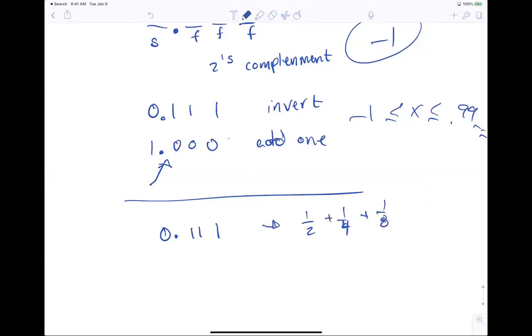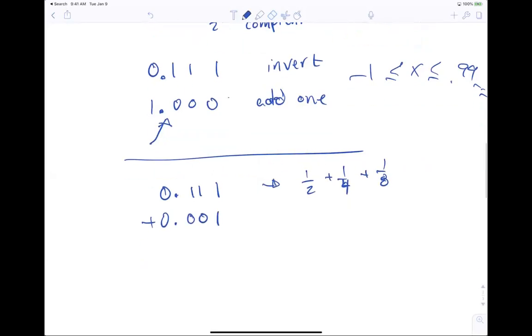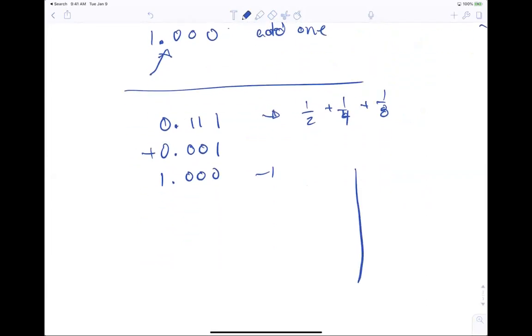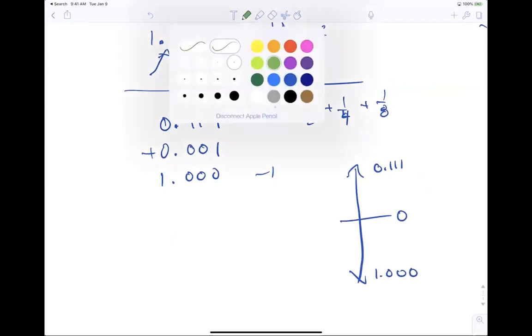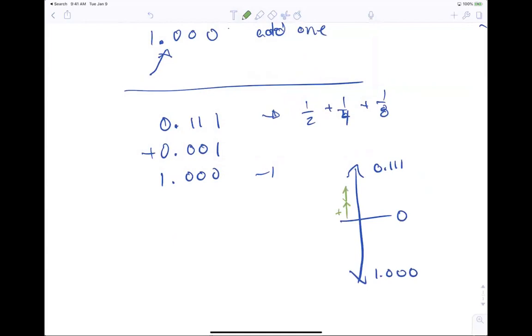But let's say you added one more bit to this. Well, binary is pretty easy, you're going to get this. What does this actually represent? This represents negative 1. So if you look at the number system, let's say this is 0, this is 0.111, and this is 1.000. When you keep adding, you're going this way on your number system. Once you hit this one, you overflow back to here and you keep going this way.